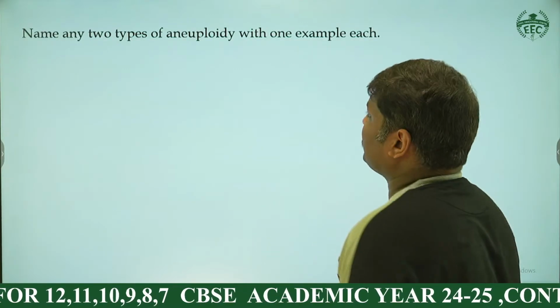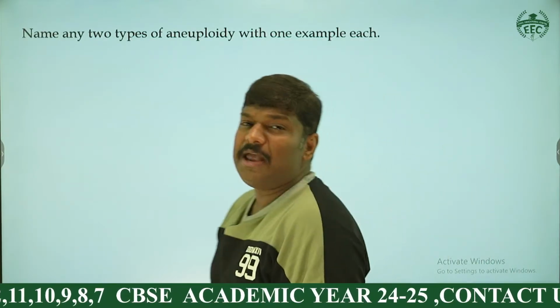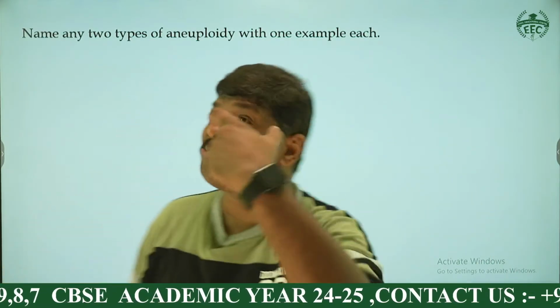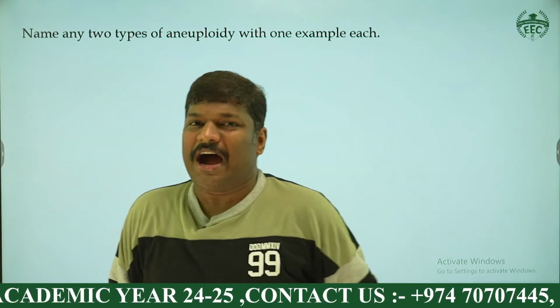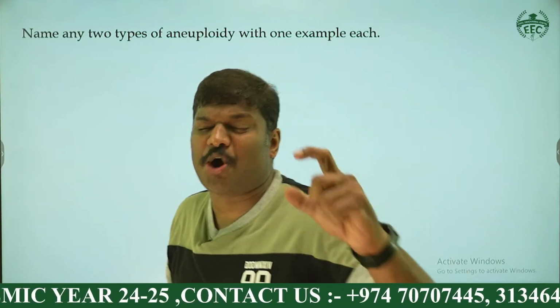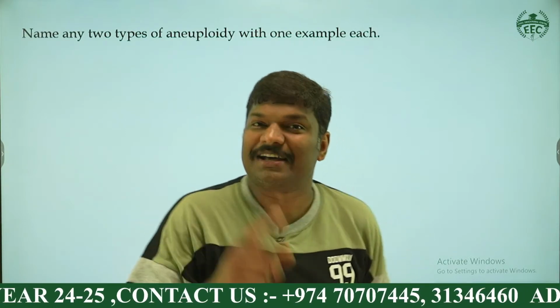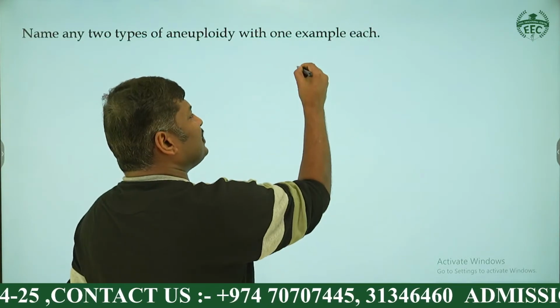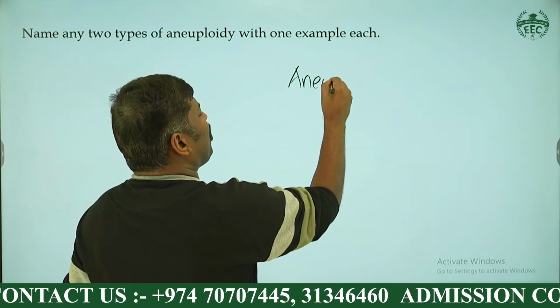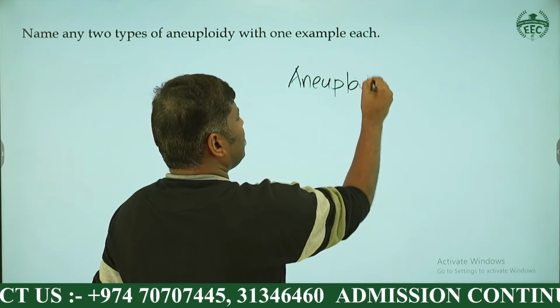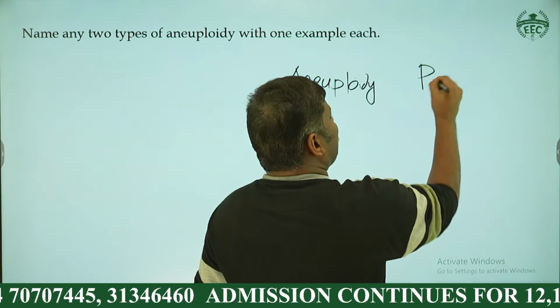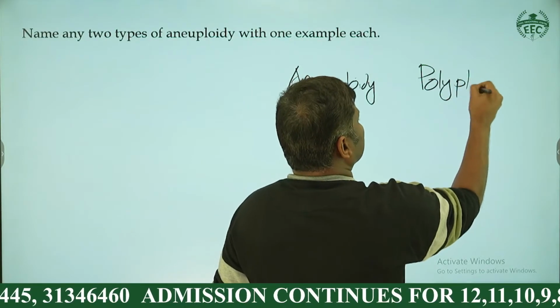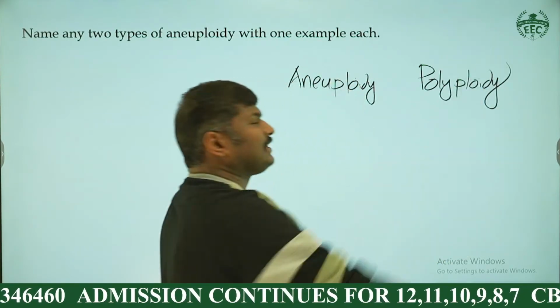Okay, moving on to the next one. Name any 2 types of aneuploidy. You already studied, after the mental health disorders, in the last topic of the chapter. What is that? There are 2 different types of disorders. One is called aneuploidy. Important topic. You can expect a question from this topic, aneuploidy. And the other one is called polyploidy, my dear students.